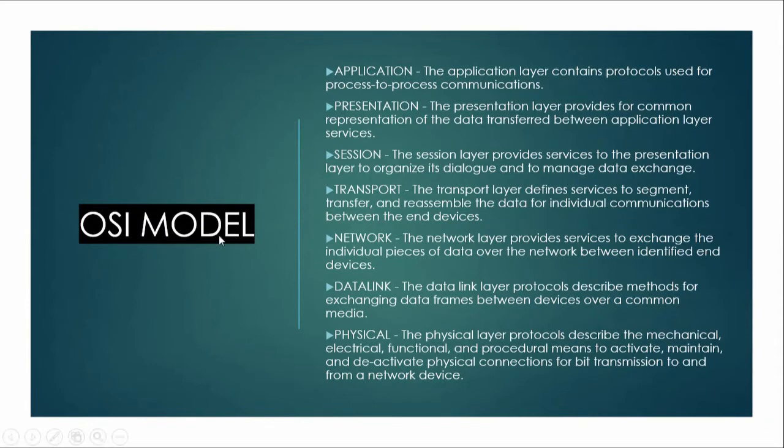So you can see your OSI model. You can just learn the definitions from here: what the application layer and the other layers do. The application layer controls protocols used for process-to-process communication. So this is used for process-to-process communication.